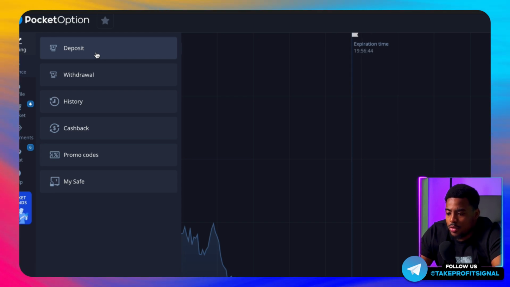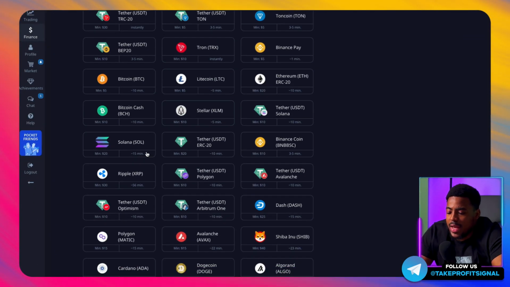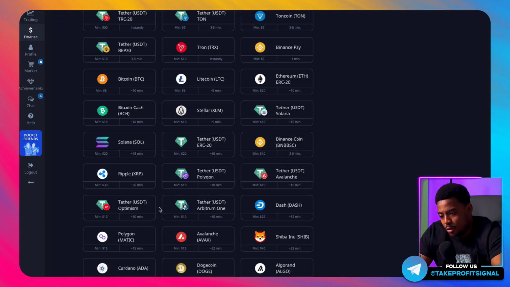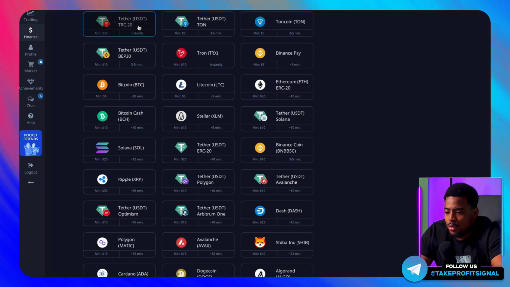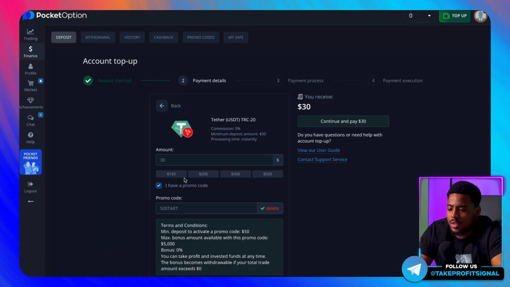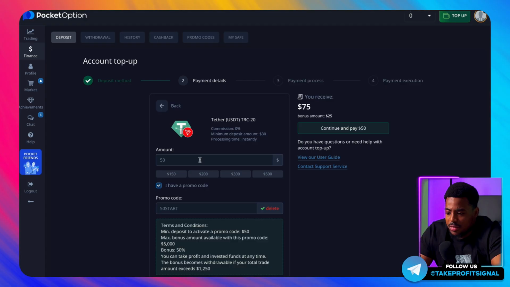This is one of the first and most important steps for future profits. Click on the deposit button, then choose any system that is convenient for you to fund the account. It can be a card or it can be cryptocurrency. I am used to depositing and working with cryptocurrency, so I just choose the method of deposit, and today I will make a deposit of $50.